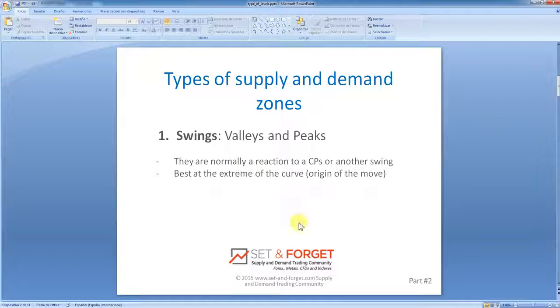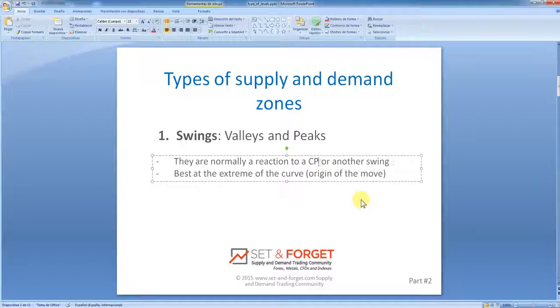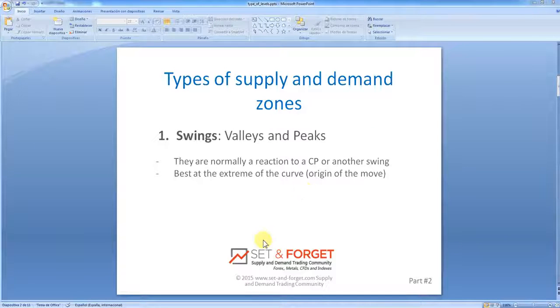They are normally a reaction to CPs, to a CP or another swing, normally to a CP, and they are best at the extreme of the curve, the origin of the whole move up or down. So let's identify the valleys and peaks. They are normally at the trendline confluences and higher time frame areas of supply and demand.